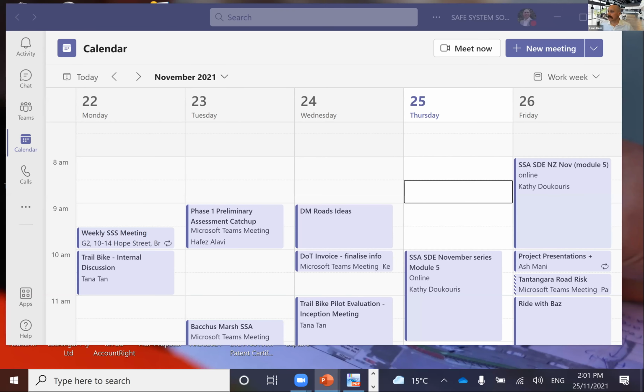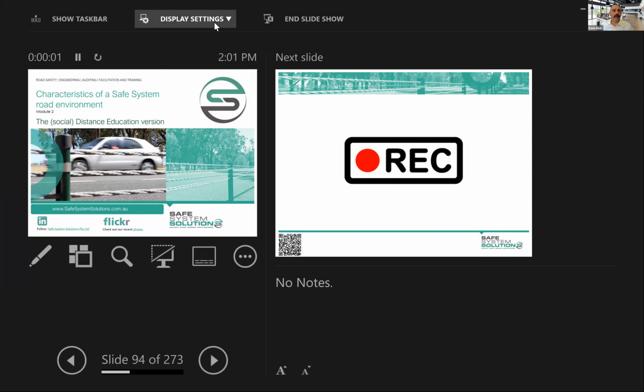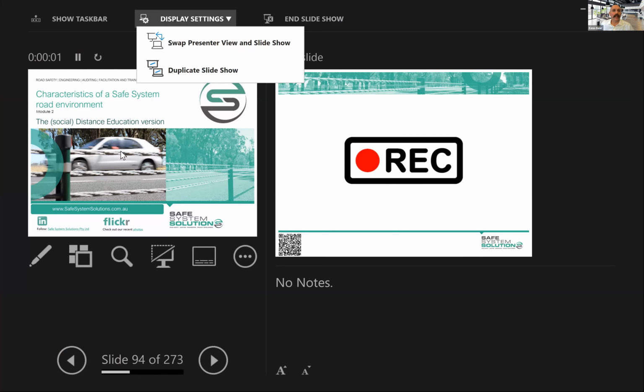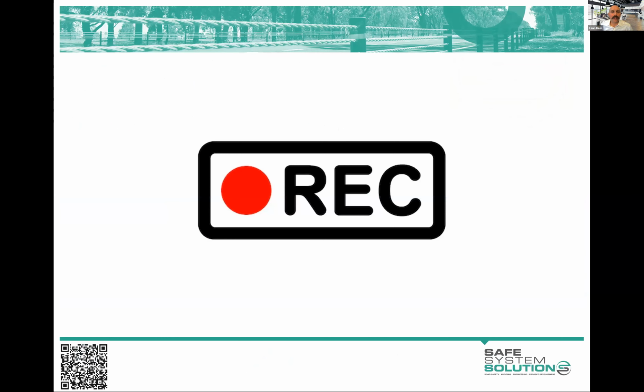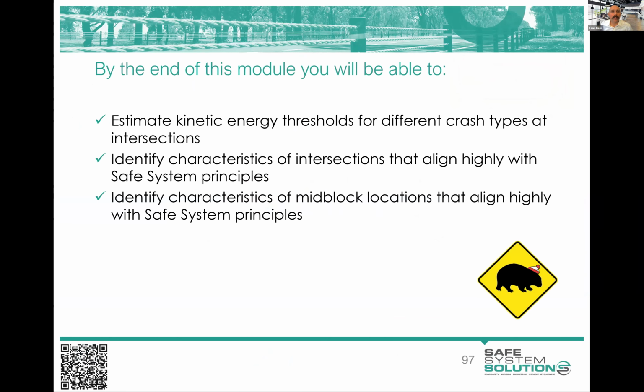And I'm going to share some slides to get us going. And I'll explain what we're going to cover off today. Okay, so last session we were well into the philosophy of the safe system. This one we're going to focus down into the road environment, where that's a lot of the work a lot of you do. So we'll delve into that. As mentioned, we're recording this.